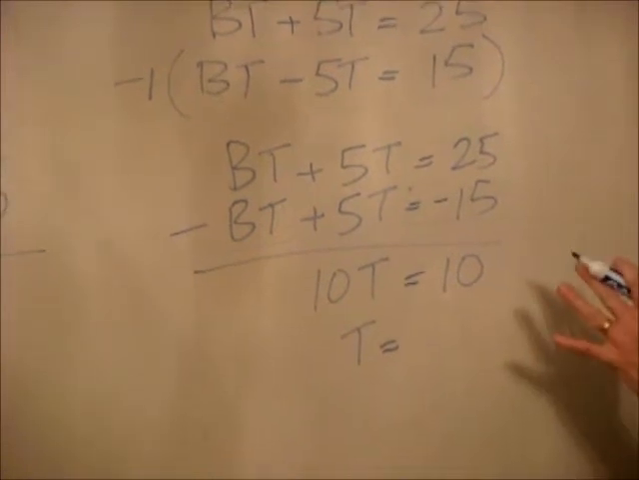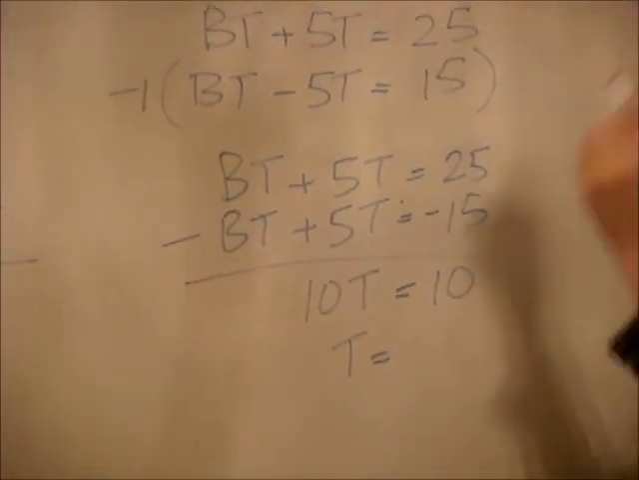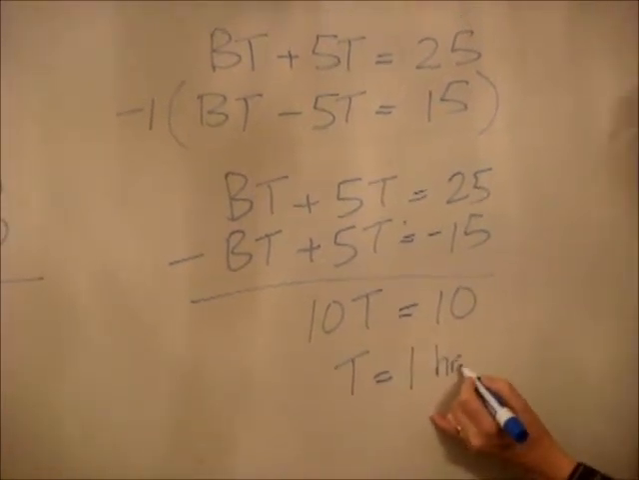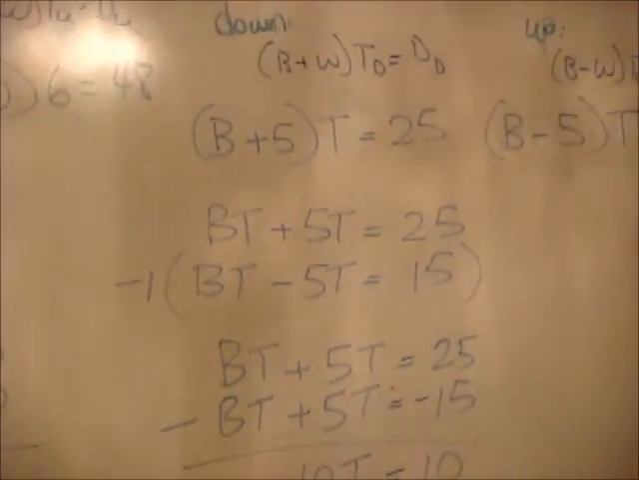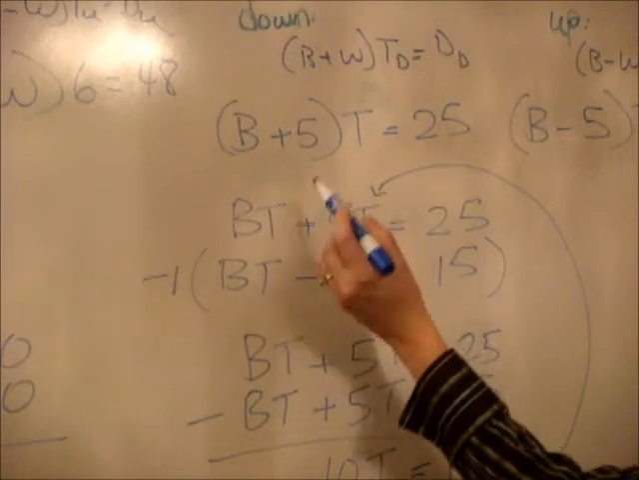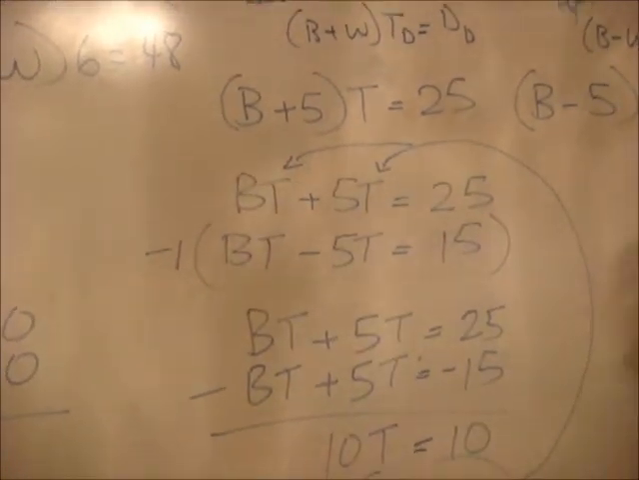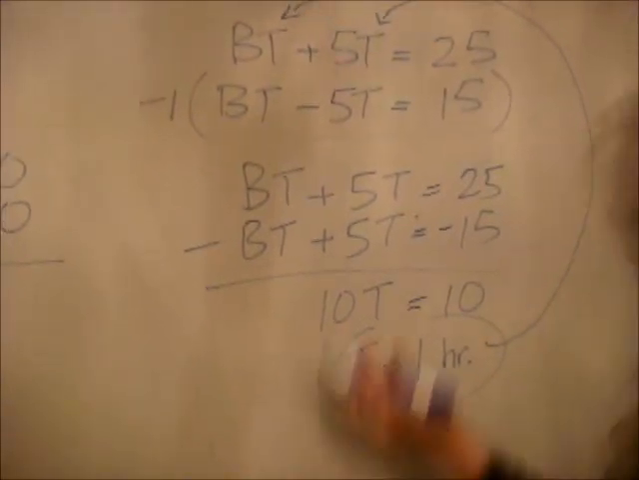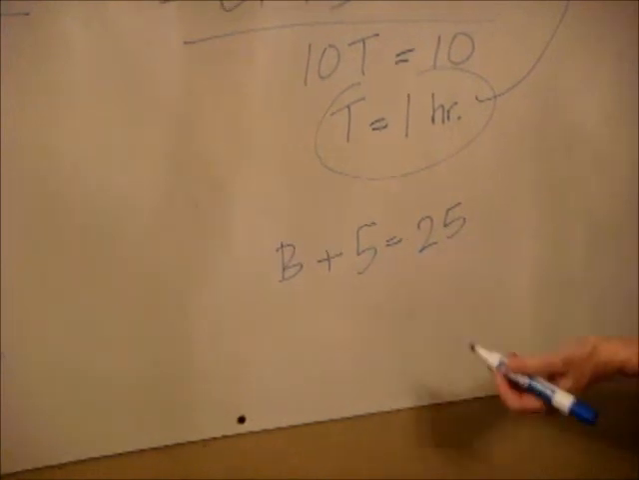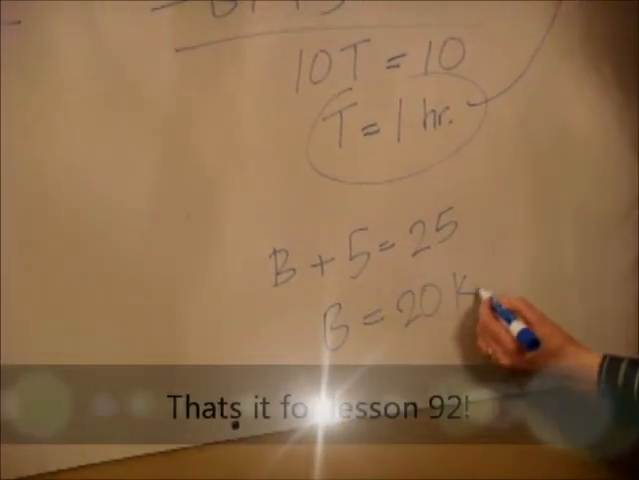We found out the time first. They don't even want to know that, but we need to find the time in order to find the speed of the boat. So we're going to get the time is 1 hour. Now we have to take this 1 hour and put it back into the equation for T in order to get the B, the boat speed. So we're going to get B plus 5 times 1 is 5 equals 25, and we get the boat speed equals 20 kilometers per hour.